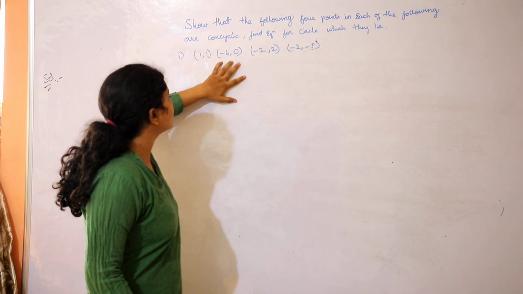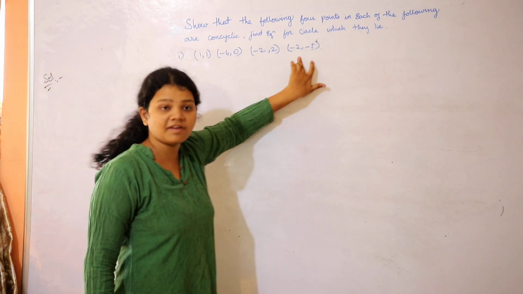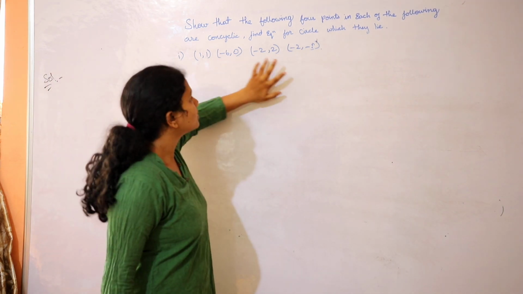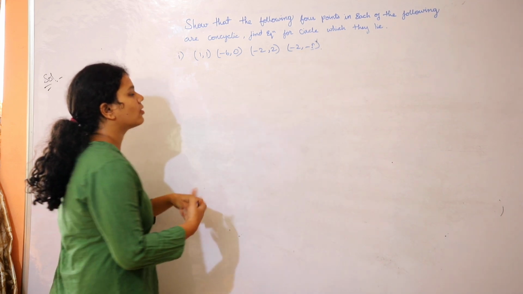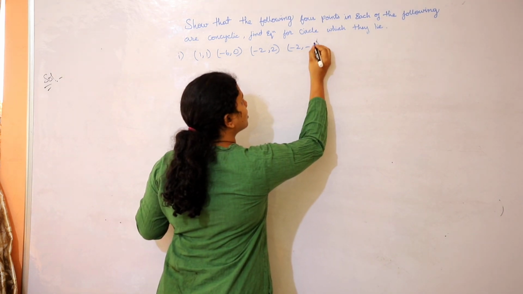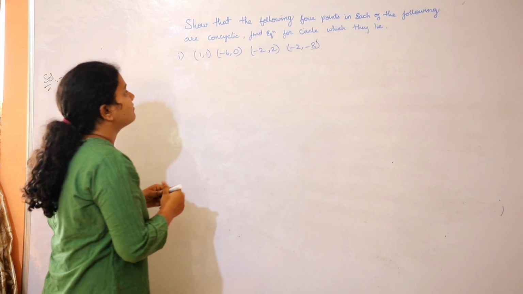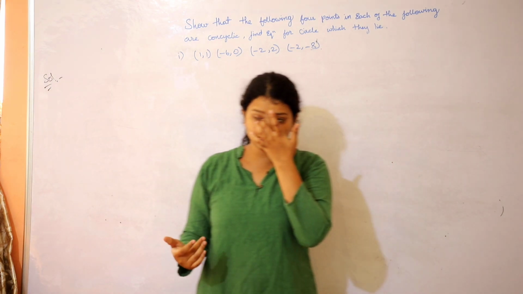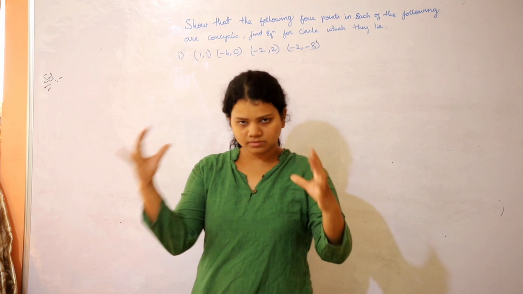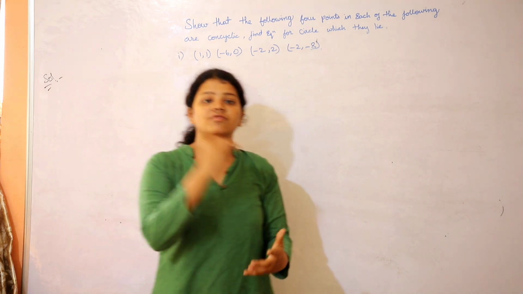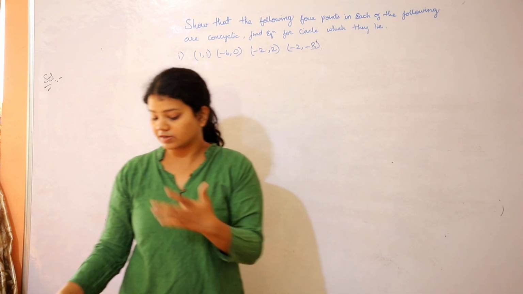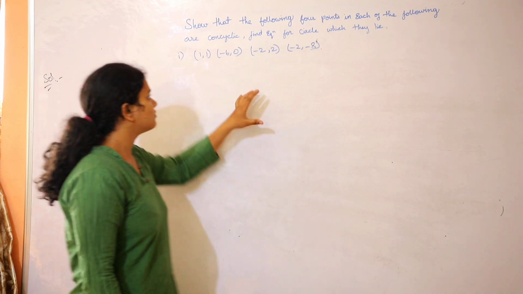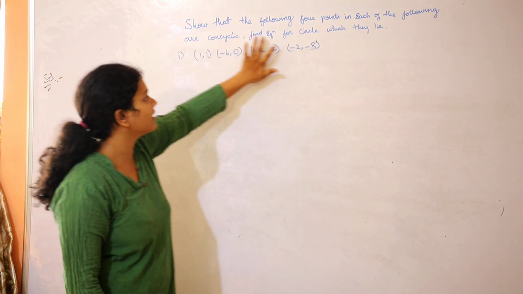They are asking that these 4 points, 1, 2, 3, 4, are concyclic. They are asking us to find out whether these 4 points are concyclic and to find the equation for the circle. As we did in the previous questions too, we should find the equation for the circle.